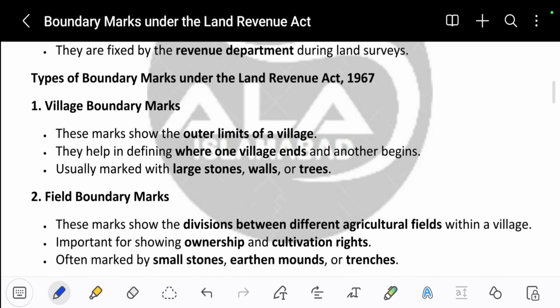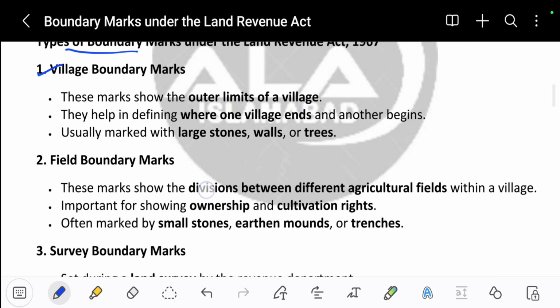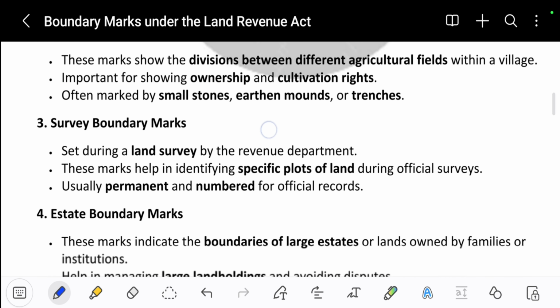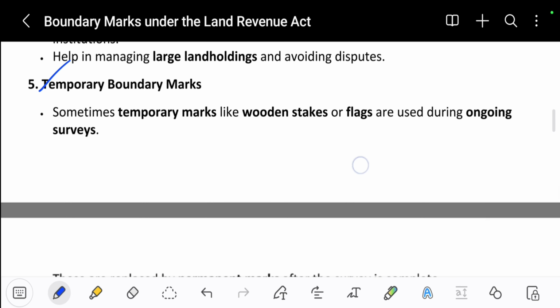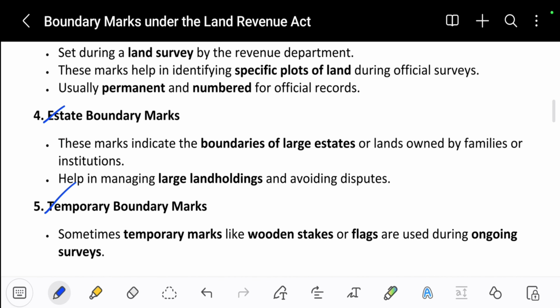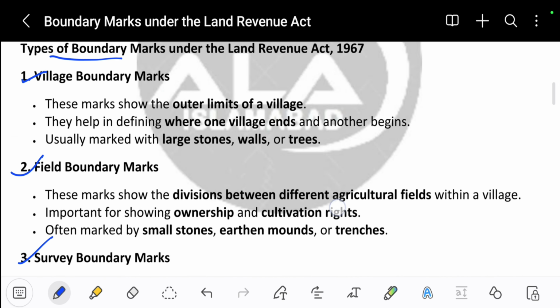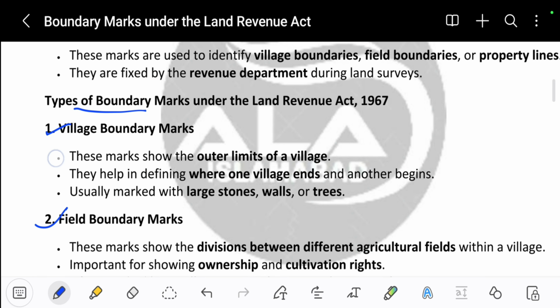Next heading is types of boundary marks. So the types of boundary marks are: number 1, village boundaries; second type is field boundaries; third type is survey boundaries; fourth is state boundaries; fifth one is temporary boundaries. So there are a total of 5 types of boundary marks. Let's start with the first one. First one contains: these marks show the outer limits of a village.